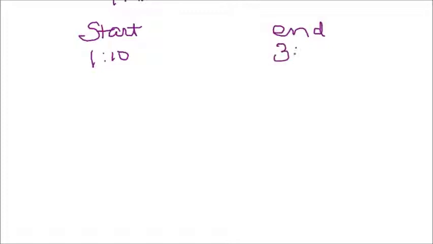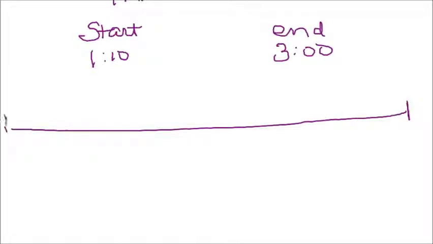Okay, so let's try now having a start time of 1:10, and an end time of 3 o'clock. So again, I draw my number line. I put my start time down as 1:10, and my end time down as 3 o'clock.